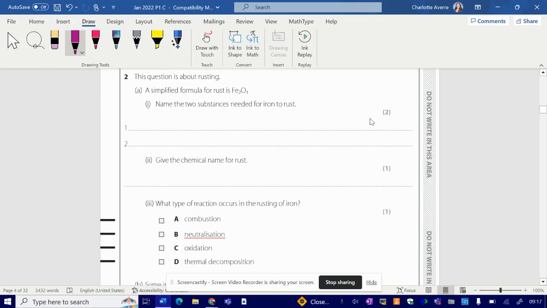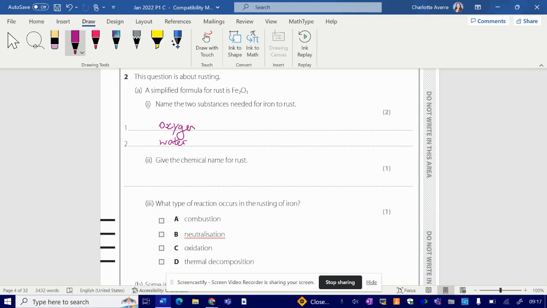Next question is about rusting. A simplified formula for rust is Fe2O3. Name the 2 substances needed for iron to rust. Okay, so this is a knowledge-based question. You should be recalling this. Oxygen as a gas is needed, and water is needed for things to rust.